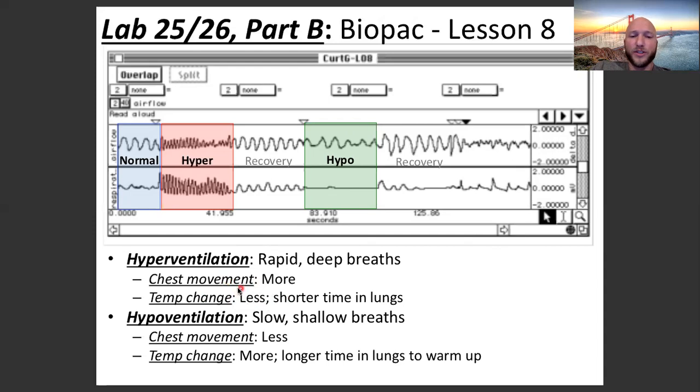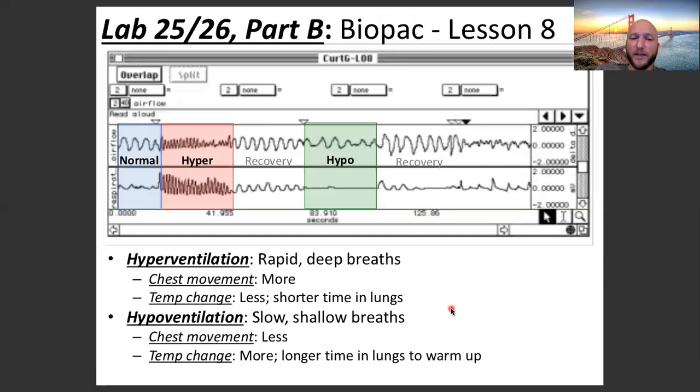Less temperature change during hyperventilation because the air is in our lungs a shorter amount of time. It takes time for the heat to move from our bodies into that air. When you cook a piece of chicken and you put that piece of chicken into a hot pan, the chicken isn't hot instantly. It takes time for that heat to be transferred into that piece of chicken and to go all the way through the chicken.